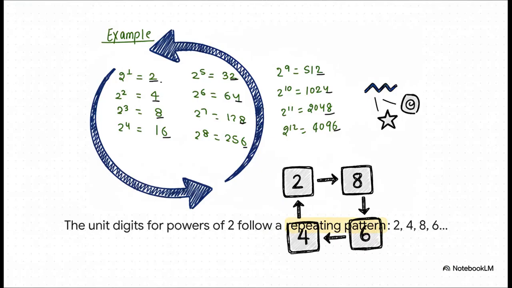Just look at what happens when you calculate the powers of 2. The unit digits go 2, then 4, then 8, then 6. And then, when you get to 2 to the power of 5, the unit digit is 2 all over again. It repeats. This pattern of 4 just repeats forever. And the crazy thing is, the same thing happens for numbers ending in 3, 7, and 8. They all have this cycle of 4.